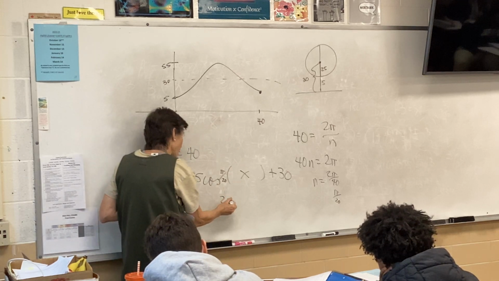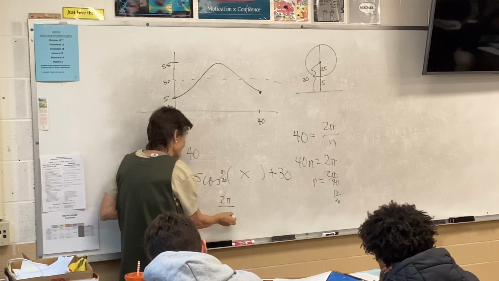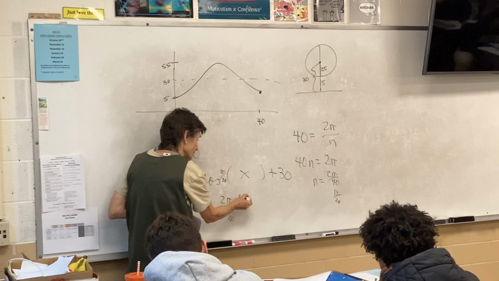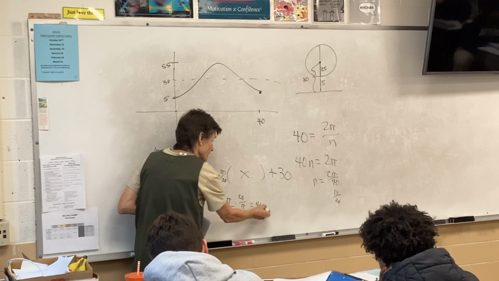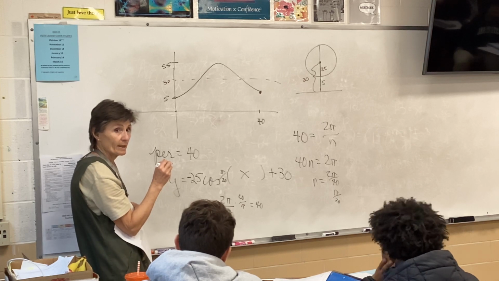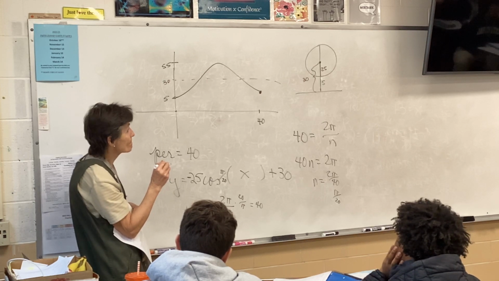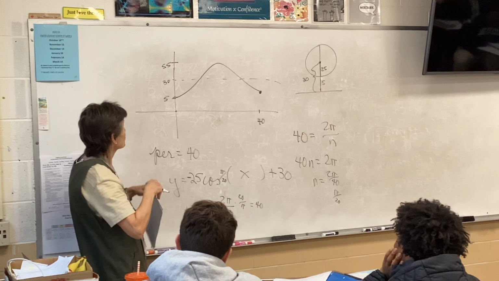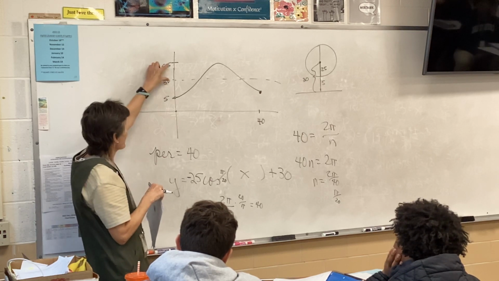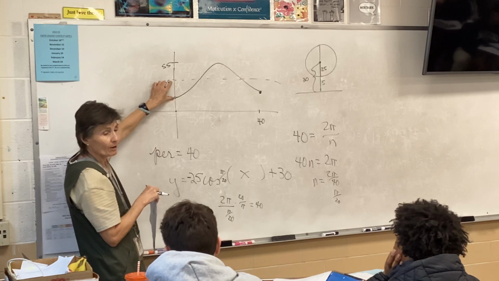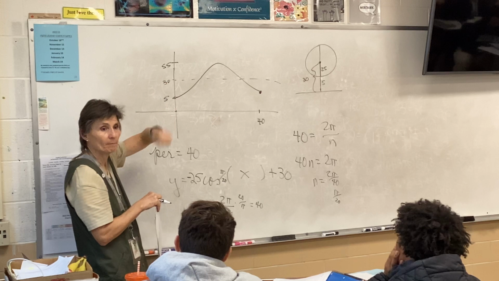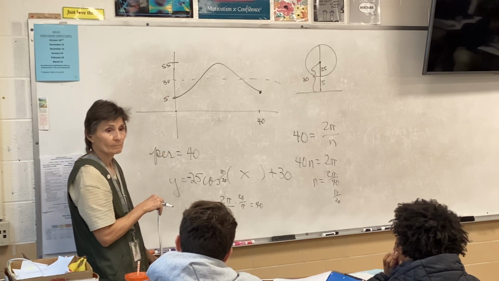Because 2 pi divided by pi over 20 would give me 40, right? Is the 25 from the little circle diameter thing? This 25? No, it's half the height. Or, not half the height, it's the actual height of the hill. Half the distance from the top to the bottom, or what's the average?